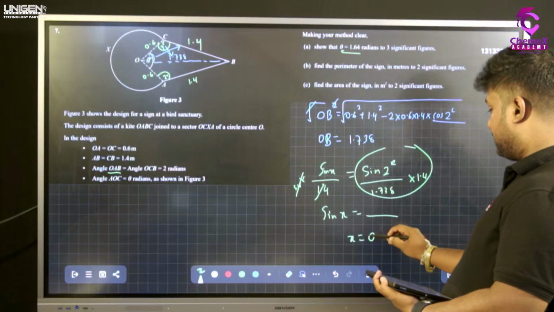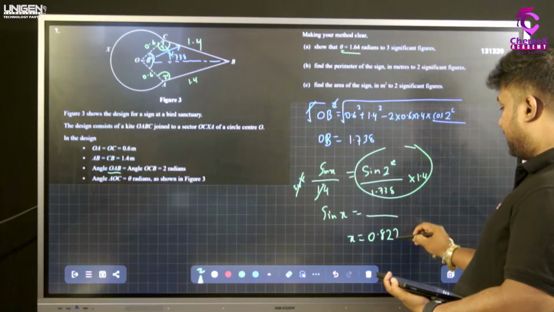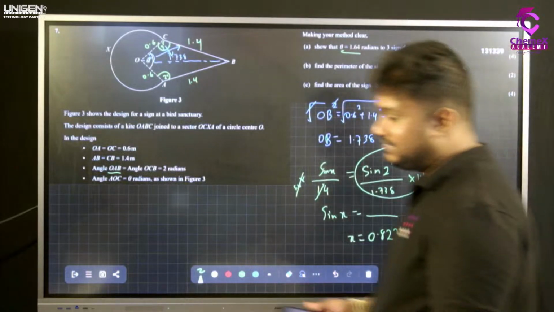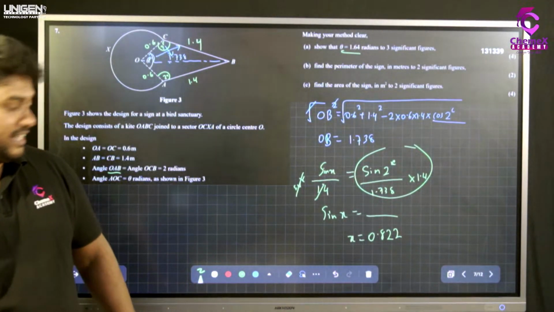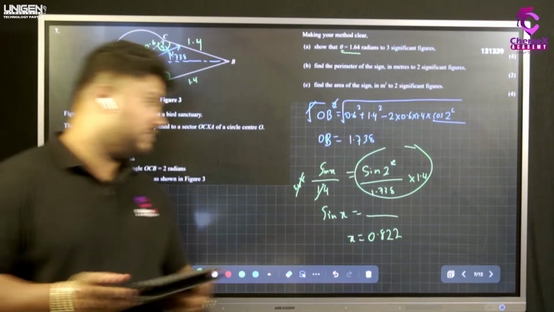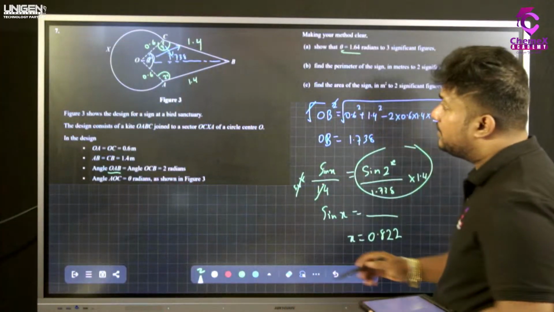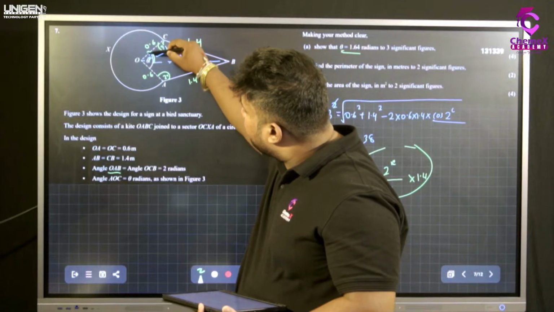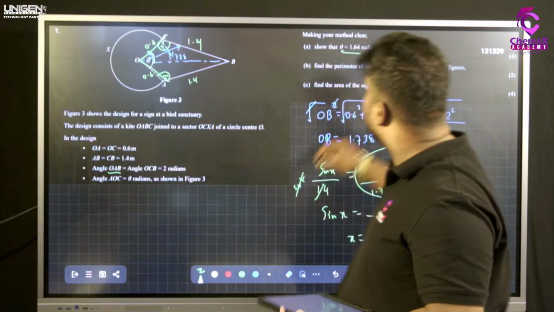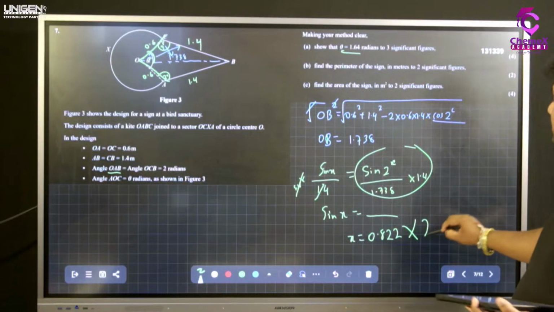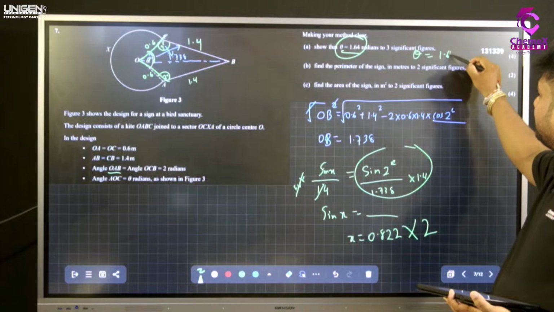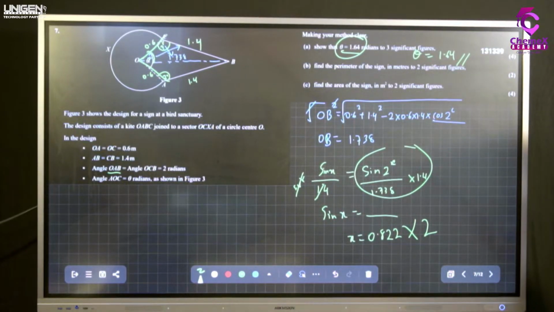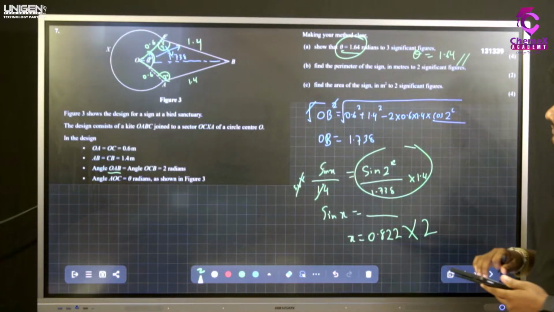0.822, after doing sin inverse. So sin inverse gives you x. 0.822 is the small part, but they are asking for this whole thing. What is that? Multiplied by 2. Then theta is equal to 1.64. Okay, that's the A part.